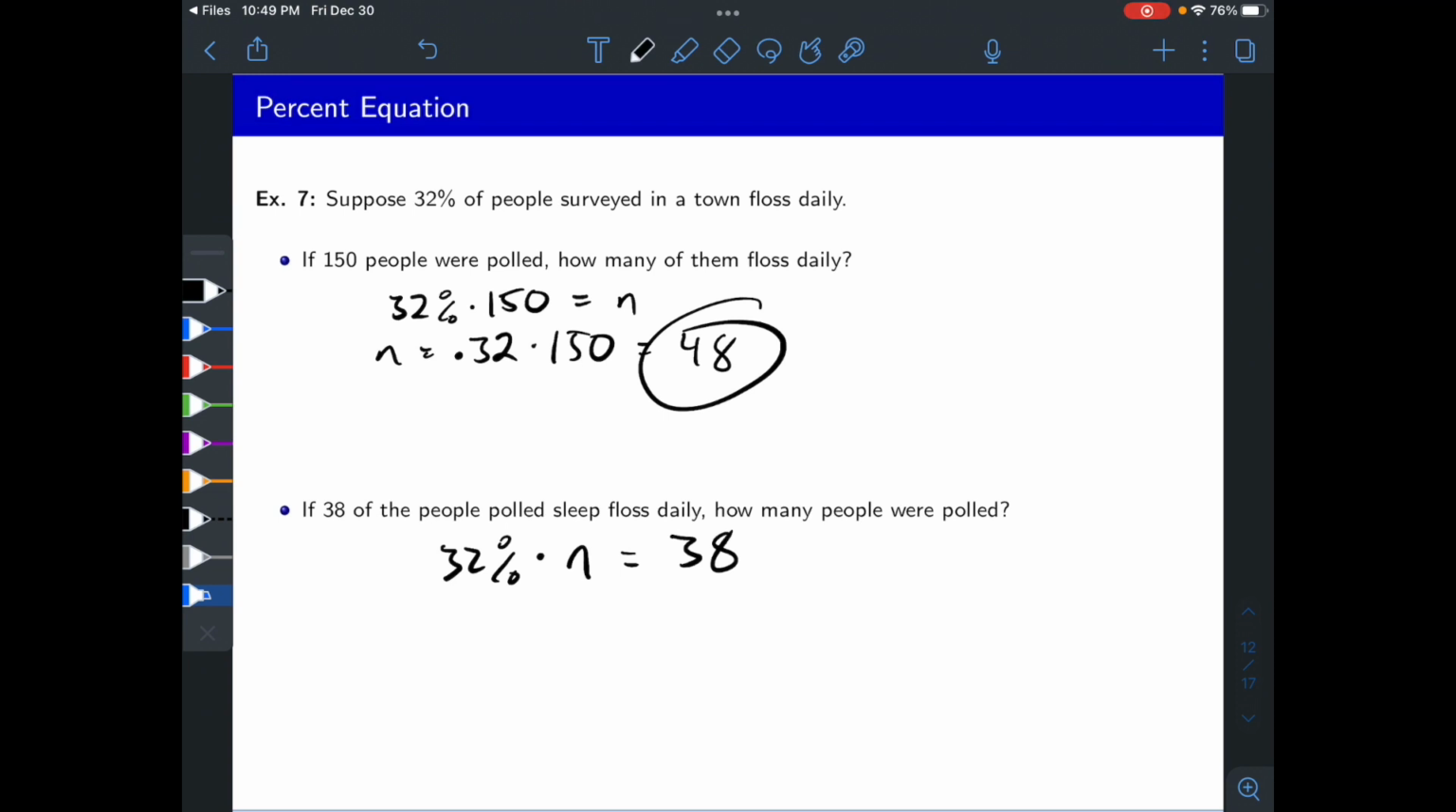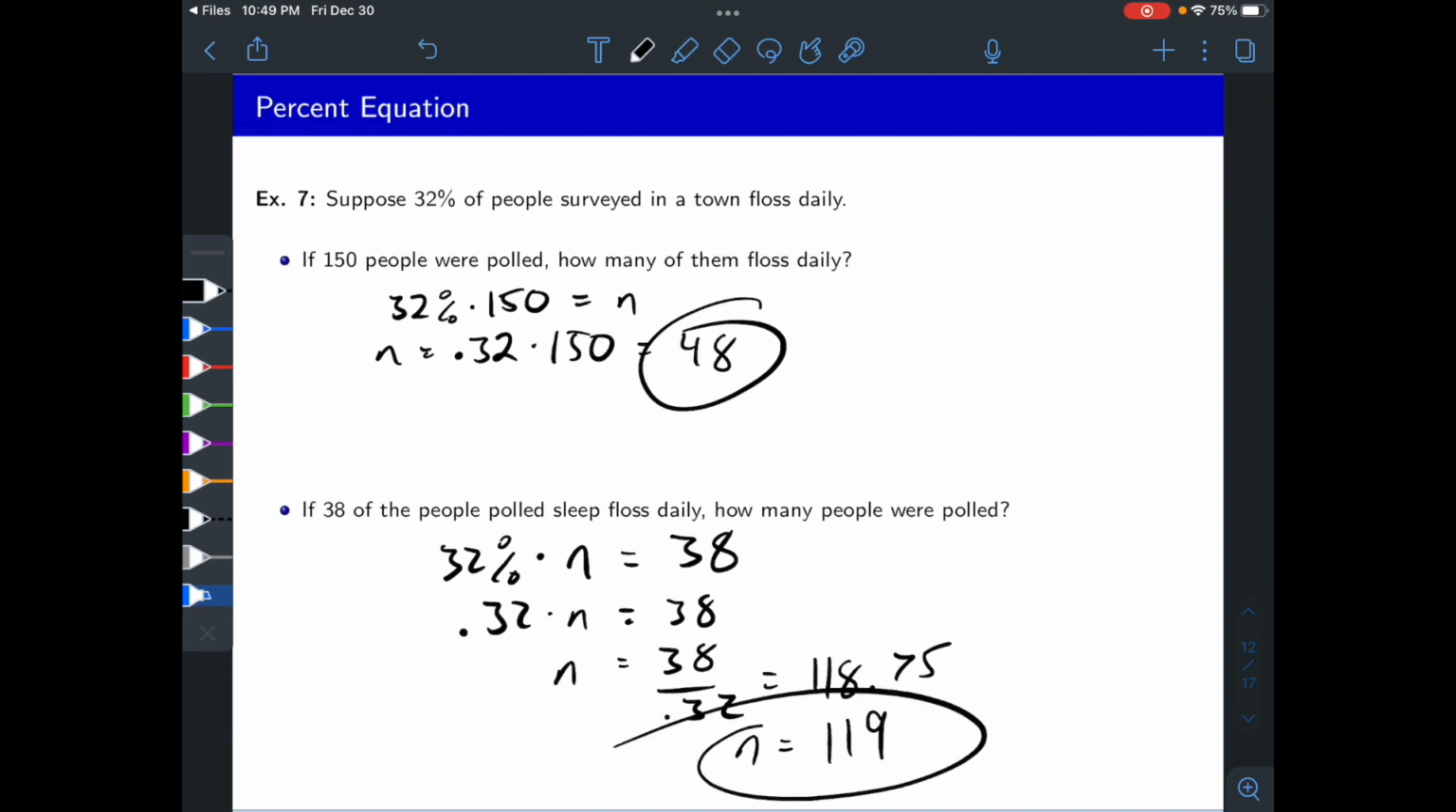So 0.32 times n is equal to 38. Now I can divide both sides by 0.32, so 38 divided by 0.32 is equal to 118.75. This represents a number of people, so it makes more sense to say that n is equal to the nearest whole number, so n would be 119 people. Okay, great.